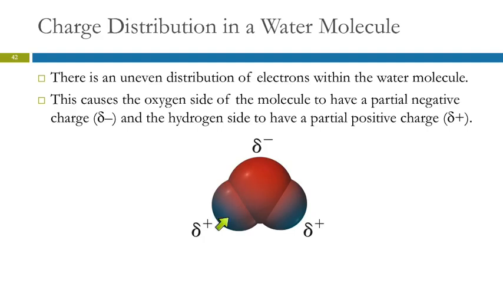So there's an unequal sharing here. That makes the oxygen end a little bit negative and the hydrogen end a little bit positive. It's not an ionic bond where the electrons have been transferred. They're still being shared, but not very equally. So it's a partial charge. And that happens with this other bond as well. So the water molecule has a negative side and a positive side.